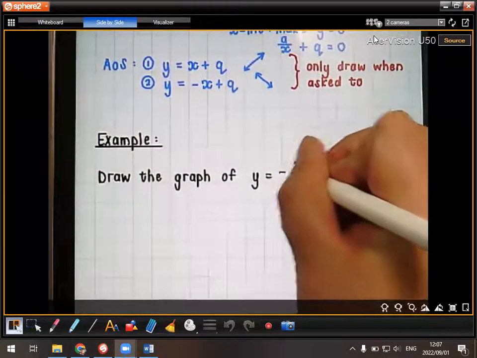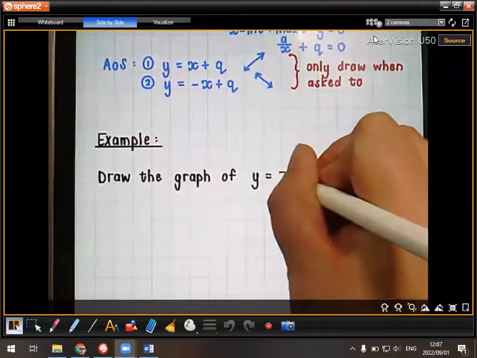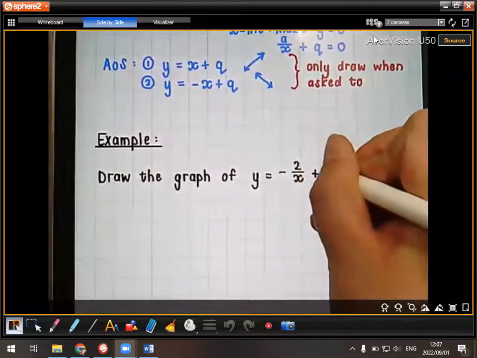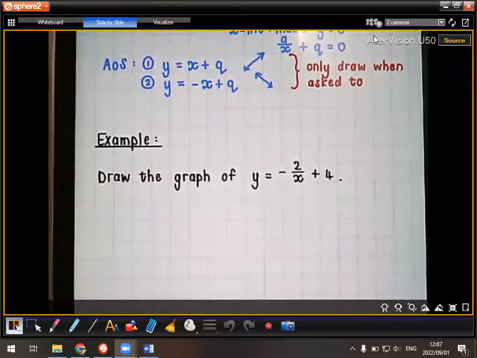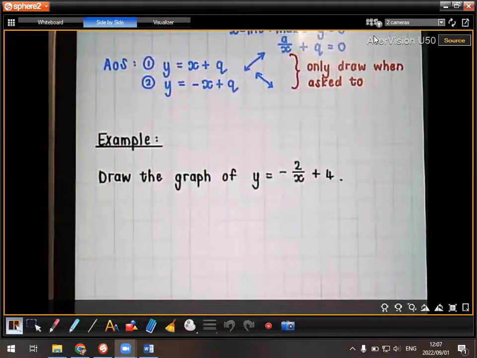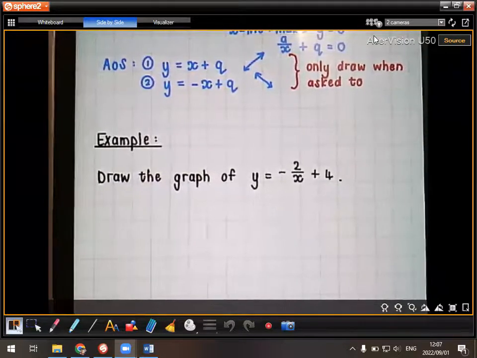Negative, no, that's too basic. Negative 2 over x plus 4. Okay, I didn't say, but the a value also basically just changes the shape of it, just how steep or not steep it is, but it's fine. Doesn't matter.